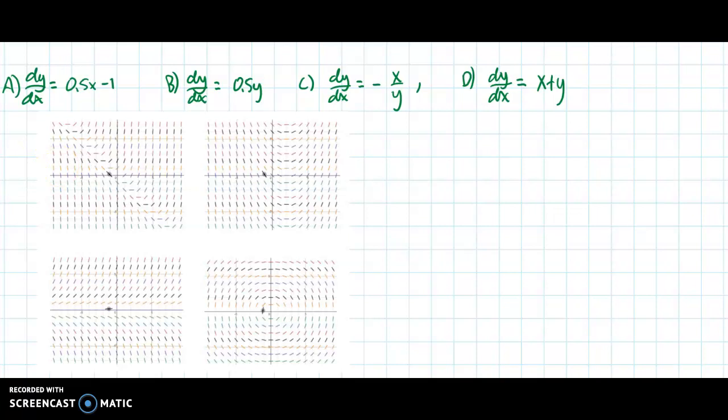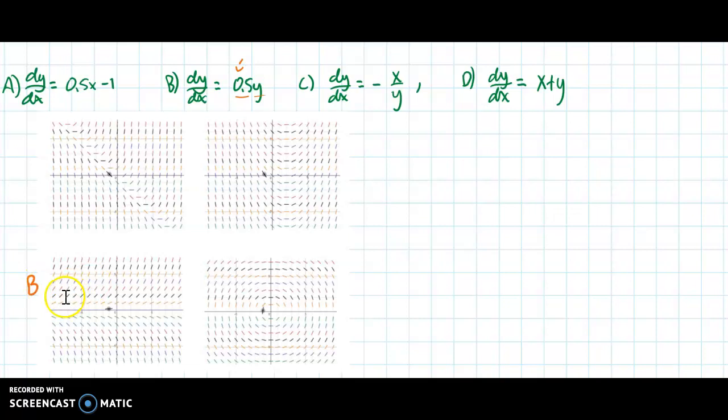Okay, here come the answers. All right, so what I'm going to do is kind of use a process of elimination. This one is going to be B, and let me explain why. Take a look at this equation. It's 0.5 times y. So first thing, the slope is only dependent on y. That means that if you change x, the slope is not going to change.